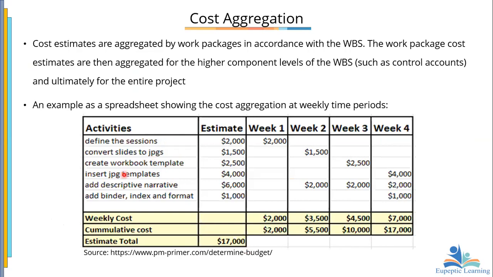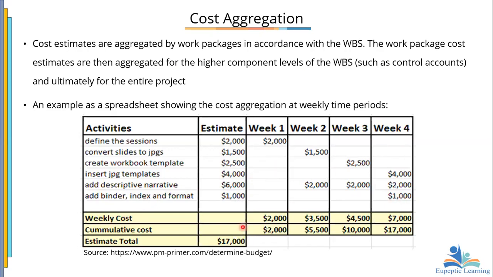So you see, we have the activities here and we have the estimated cost. And we are saying that within week 1, this is how much we're going to spend, right? Now, week 2, we're going to spend 1,500. Week 3, we're going to spend this. Week 4, we're going to spend that. Now, with our descriptive narrative, which is estimated at $6,000, we're going to spend $2,000 across week 2 and then week 4. Then add binder, index, and format. That is $1,000. And that is only going to be spent around the 4th week.